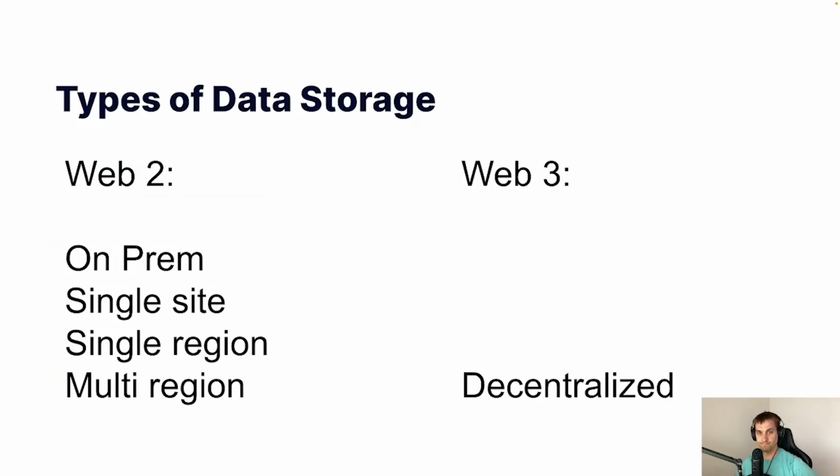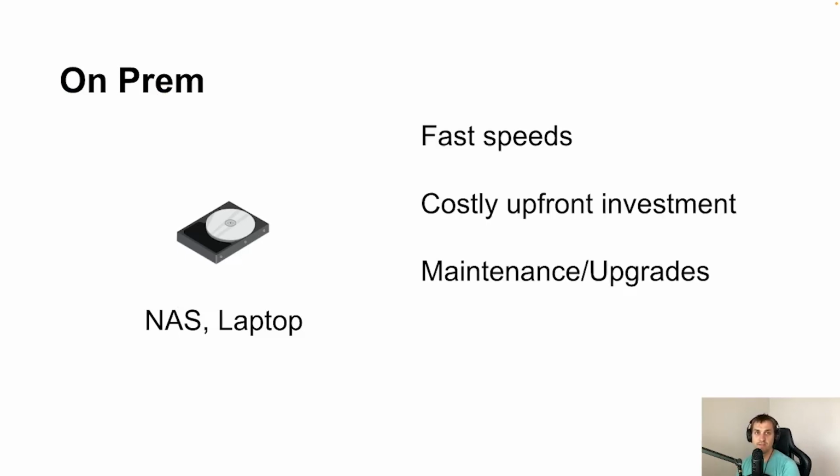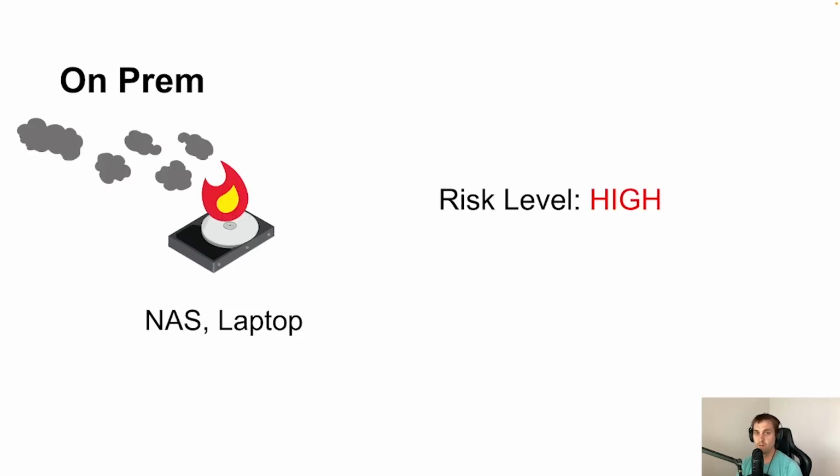So, in Web 2 we had multiple options. We could have on-prem or different types of durability in the cloud. And then we have Web 3, which is decentralized. So on-prem means it's a hard drive in your laptop or in a NAS device. It's relatively fast, but it can be a little bit costly, and you always have the maintenance and upgrades to deal with. Of course, it's quite risky because you only have one copy of your data.